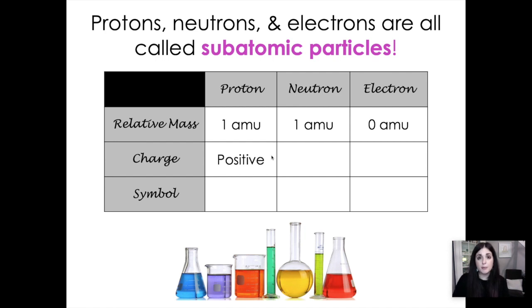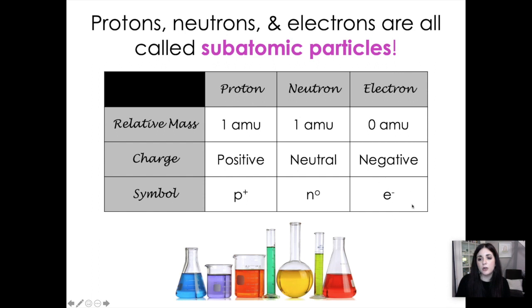Charge. Protons have a positive charge. Neutrons have a neutral charge. And electrons have a negative charge. And symbols. I usually like to put the symbols here just because I use them a lot in worksheets and just in general throughout class, especially the electron. The proton is symbolized by a lowercase p with a plus sign. The neutron is a lowercase n with a little notch, like a 0, basically. And the electron is a lowercase e with a little dash.